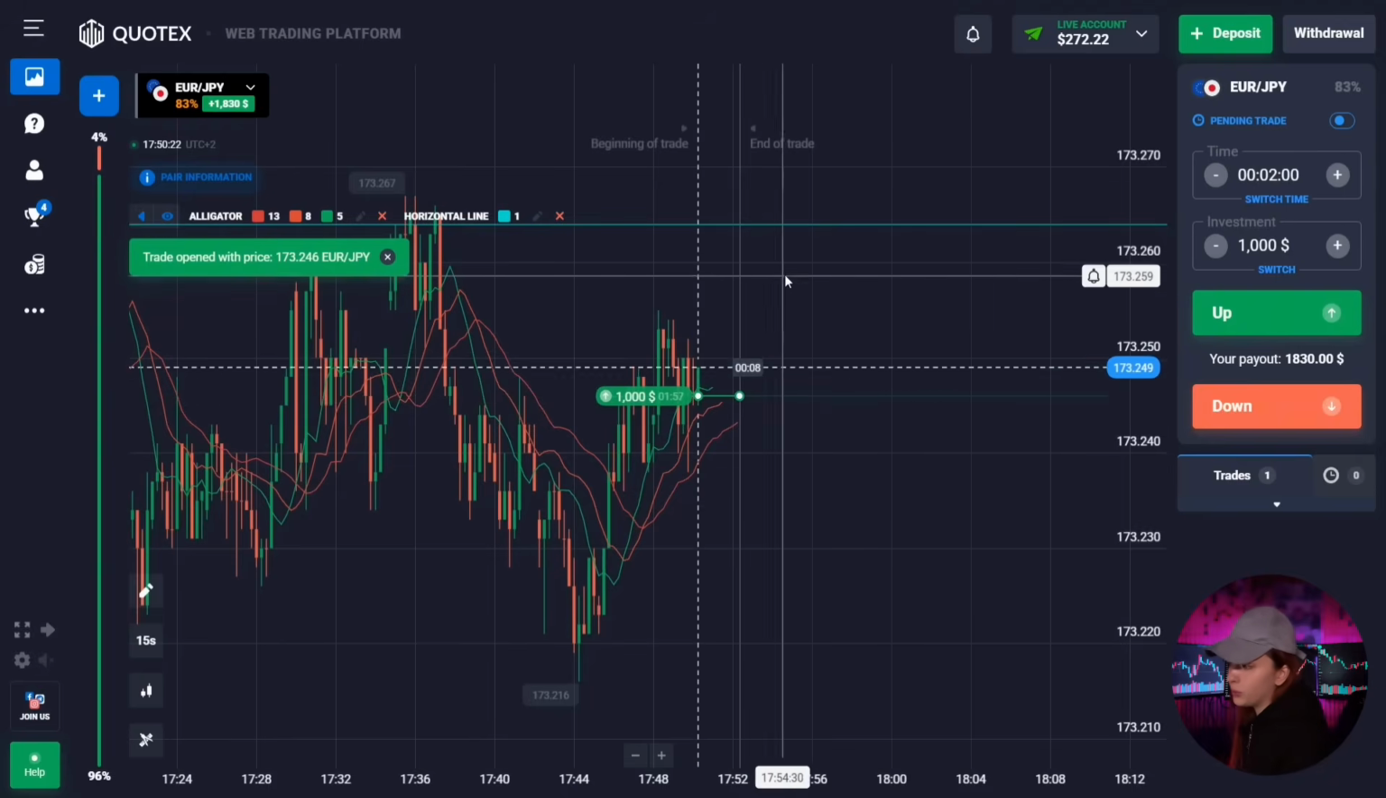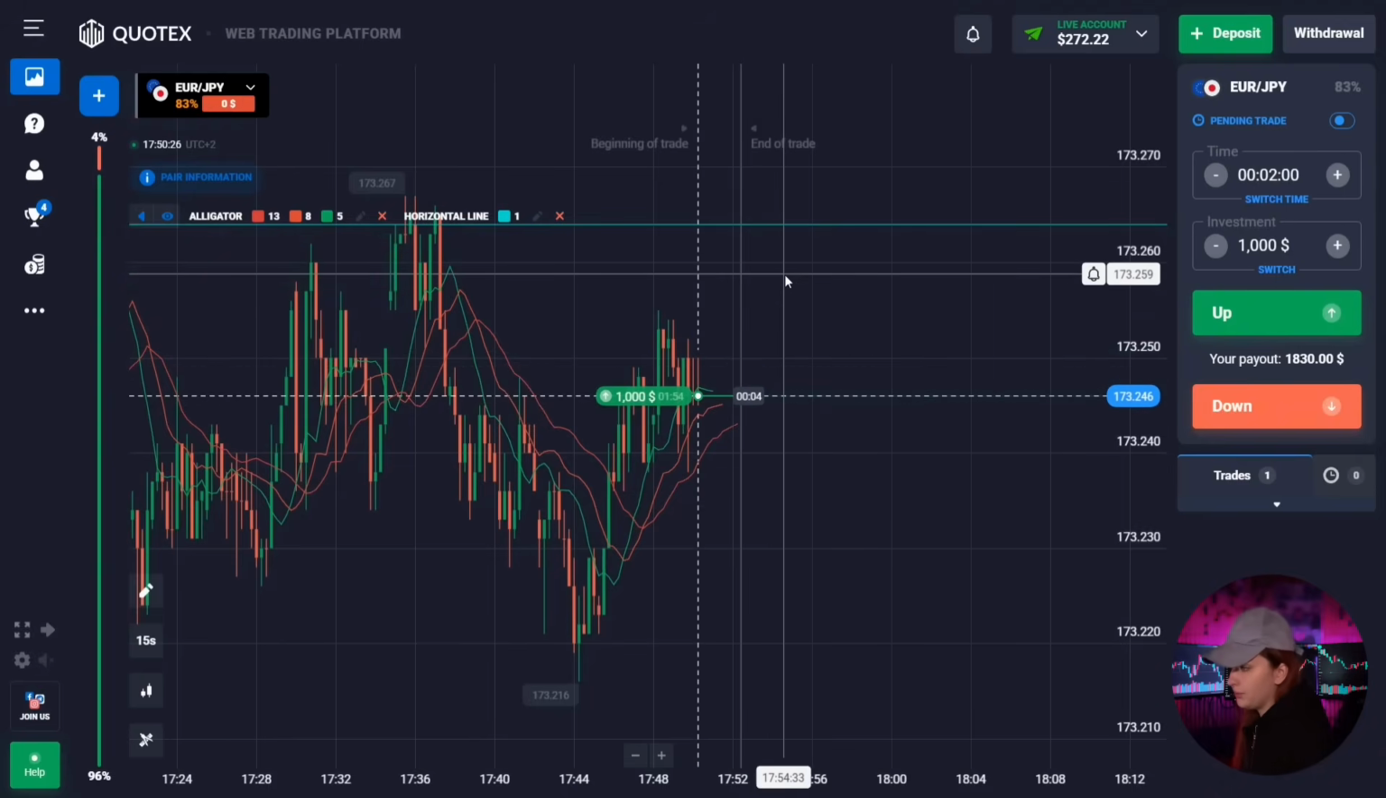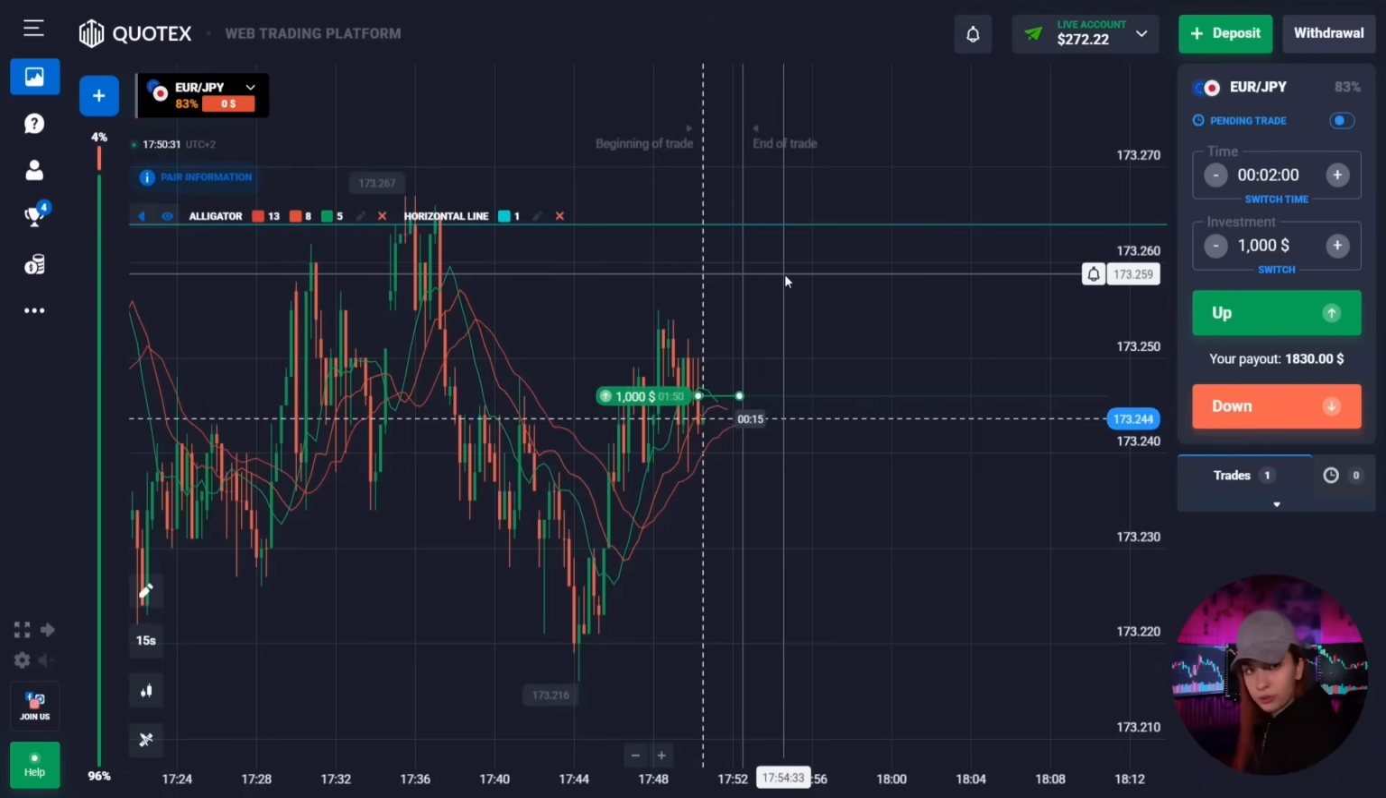Guys, since the price has a good potential for growth, it is possible that the price will continue to rise. We'll try to earn money on this upward movement. And so, my dear traders, let's wait for the outcome.